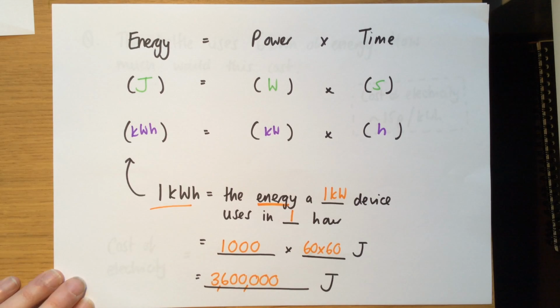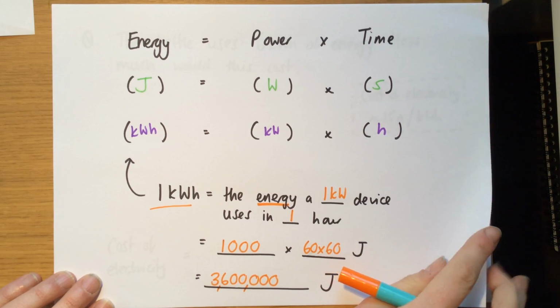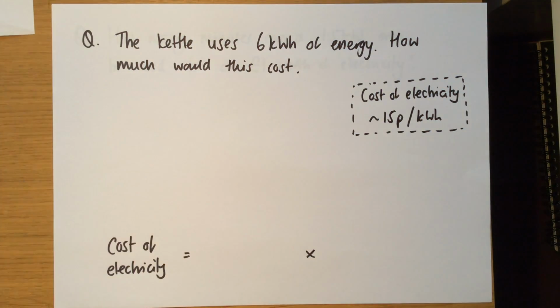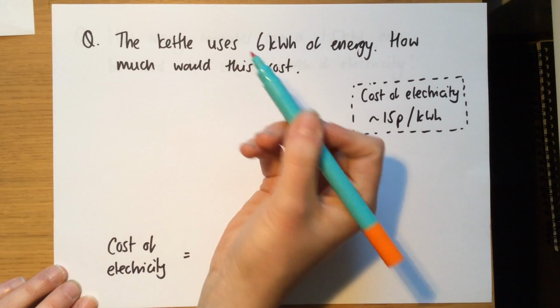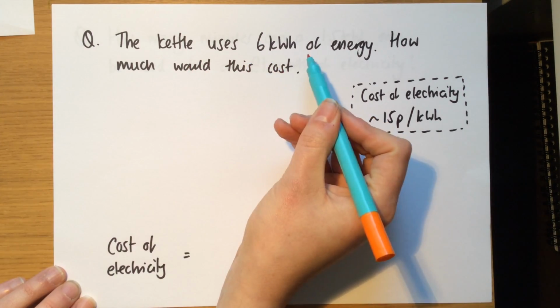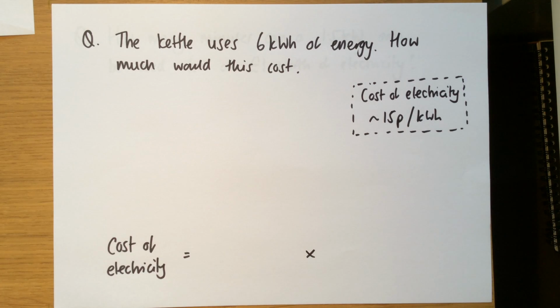So 1 kilowatt hour is a set of 3,600,000 joules. Okay, so let's think about how we then use this. If a kettle, which we worked out, uses 6 kilowatt hours of energy, how much would this cost? Now this is how your electricity companies use this kilowatt hour unit to work out the price of things.